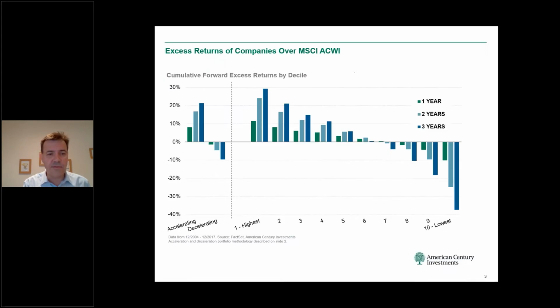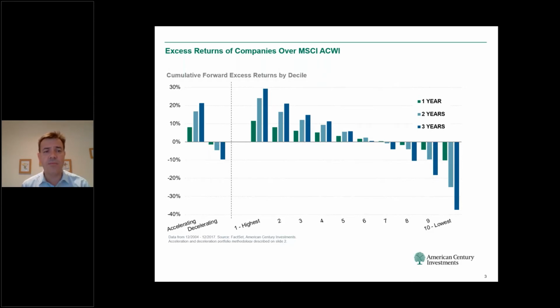So on slide three, we can share the first set of results. What you can see here is really two sets of data. On the left-hand side, these columns are showing the excess returns of the acceleration portfolio and then the deceleration portfolio, studied over 1, 2, and 3 year periods. And I think this establishes quite clearly that link between earnings acceleration and stock price outperformance for global equity data.